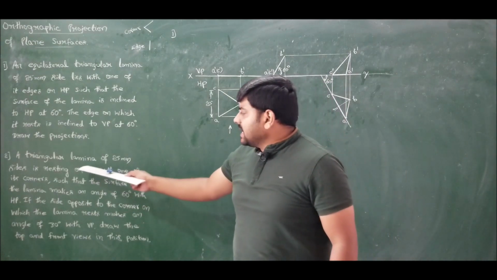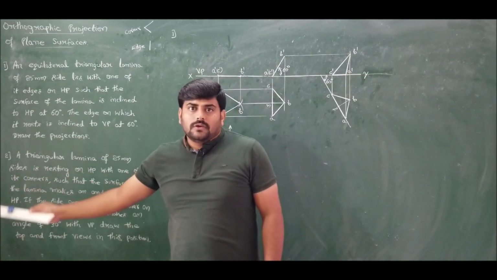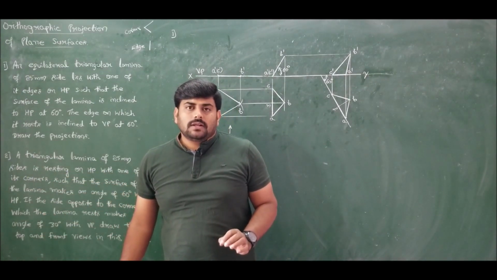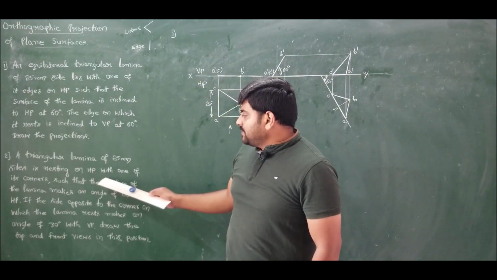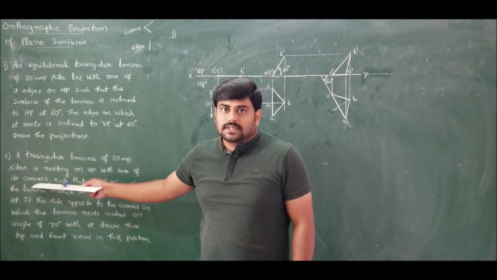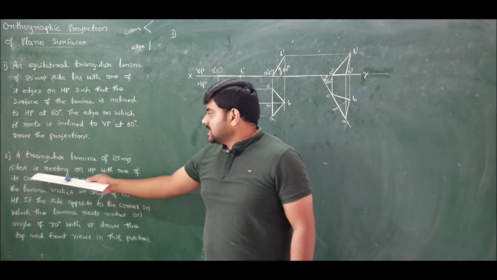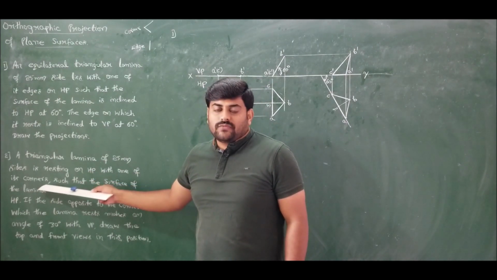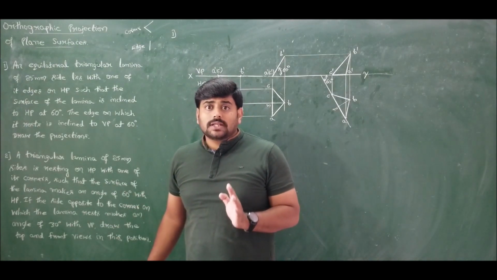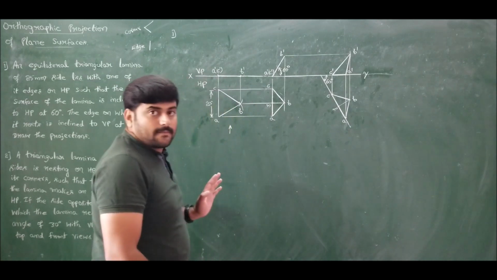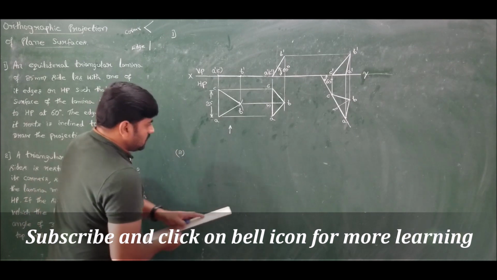First, we have a triangular lamina of 25 mm sides. So all the sides are measuring 25 mm. Which triangle has all the sides equal? That is an equilateral triangle. So I should draw again an equilateral triangle resting on HP with one of its corners. Kindly make a note. In problem 1, it is resting with one of its edges. In problem 2, it is resting with one of its corners. So therefore, I should draw an equilateral triangle of 25 mm sides such that I will get the corner towards my left hand side.